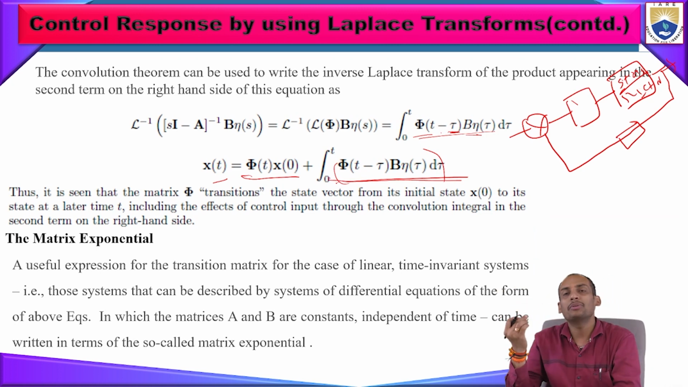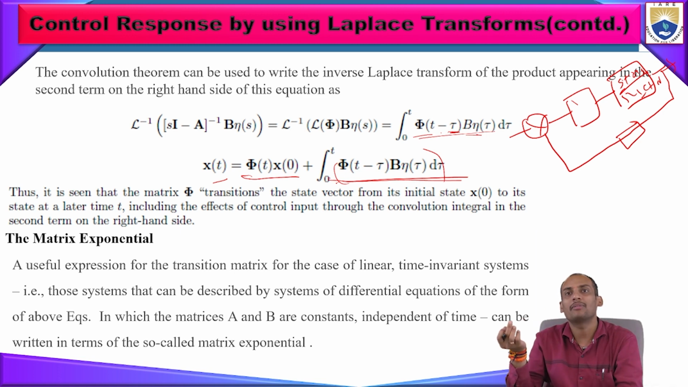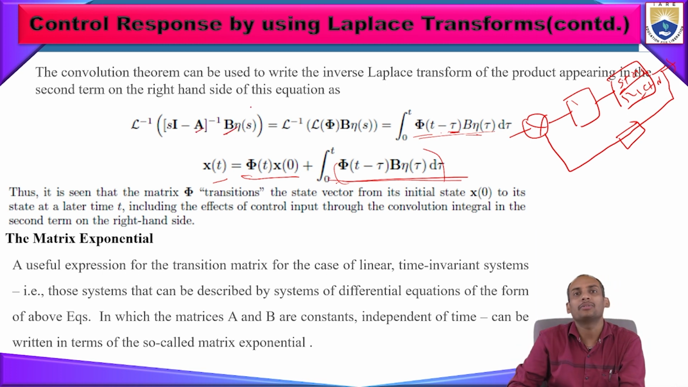So the next thing will be the matrix exponential, the matrix form, if you want to make it. Like the transition matrix for a linear time invariant system, those systems can be described by a system differential equation in the form of the above equation, in which A and B are constants only, which are the matrices only, independent of time, and can be written in terms of the so-called matrix exponential.